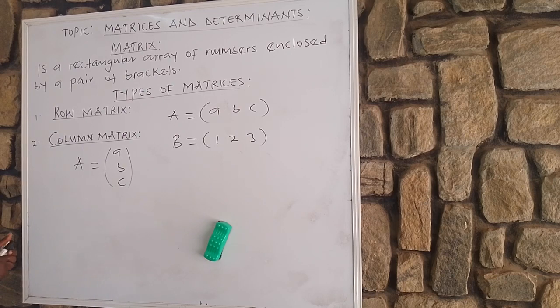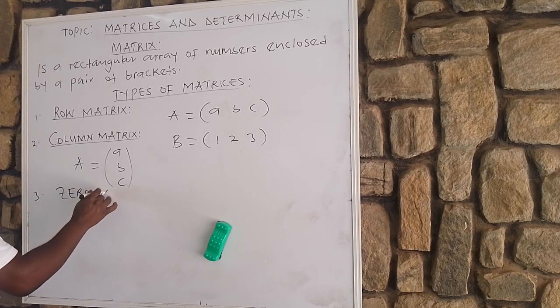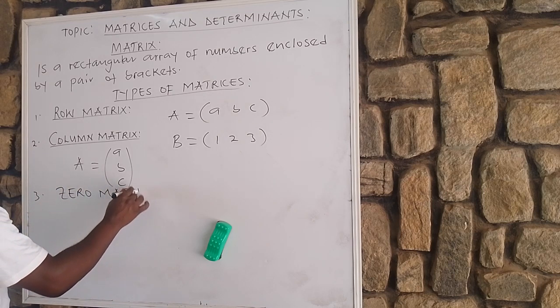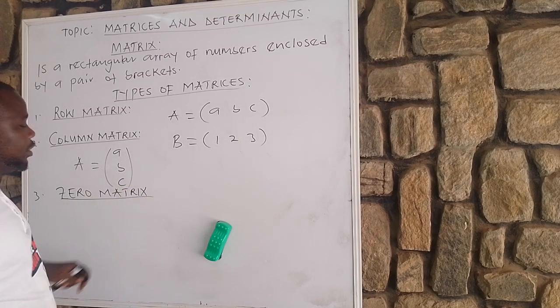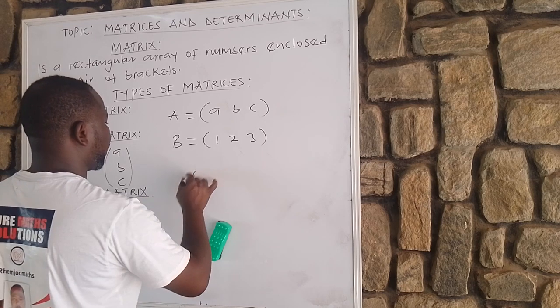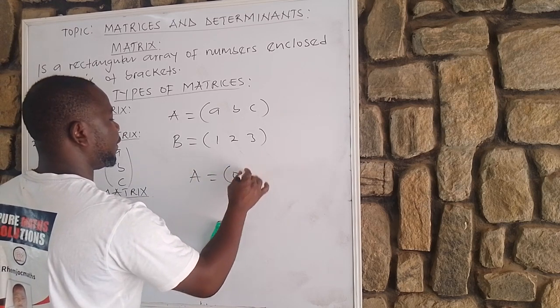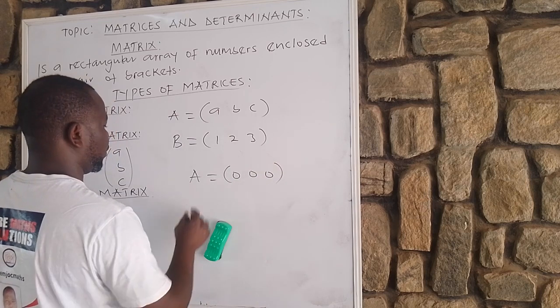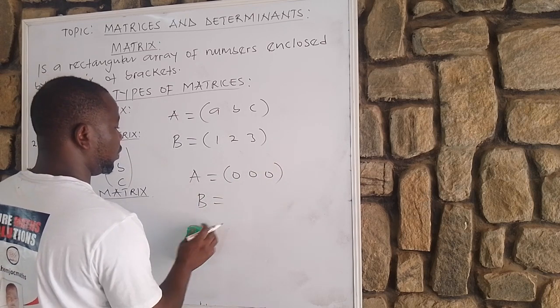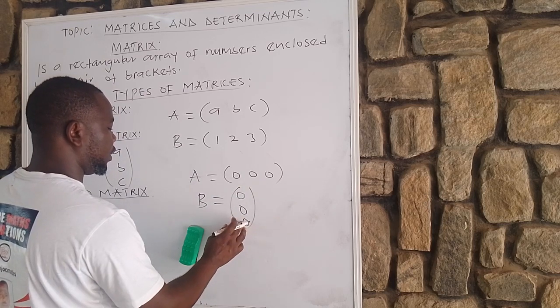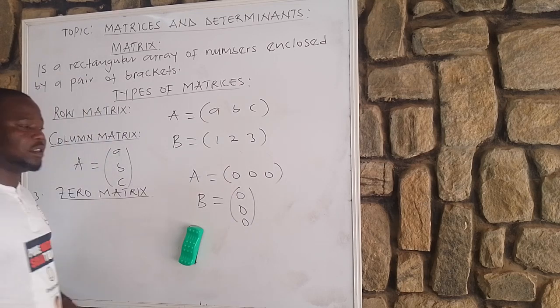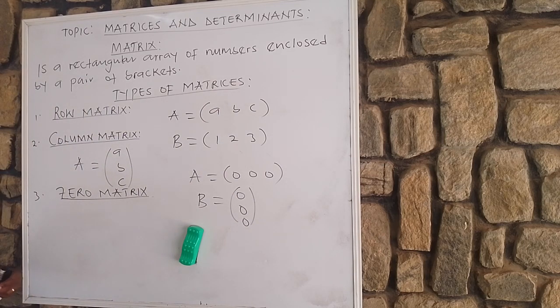So far, so good. Now let's consider zero matrix. When we say zero matrix, it is of this form. It is either like this, or it is of this form. This is a zero matrix. Is that clear? Take note.